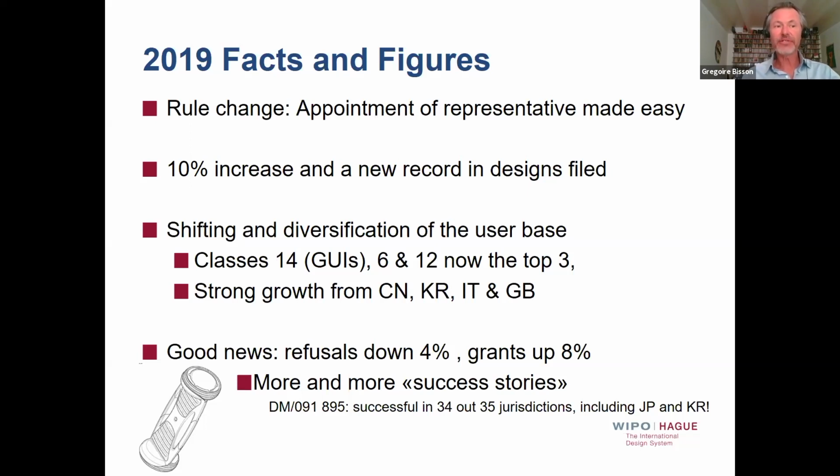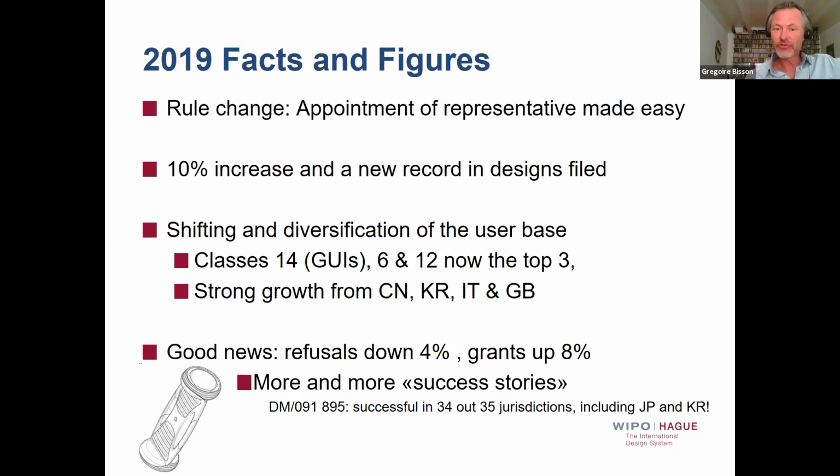Where were these designs coming from, and for which classes? Well, we saw some interesting new trends. Classes 14, 6, and 12 were the top 3 classes in 2019. Class 14 is the one that bears the antiquated label of recording and communication equipment. Since the turn of the millennium, it was mostly used for mobile phones, and as we saw more recently, it's mostly used for GUIs that Marcus mentioned earlier on. So it's quite a fast-growing area under the Hague System as well.